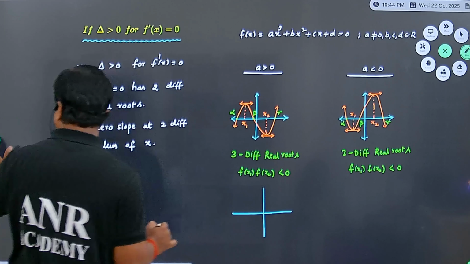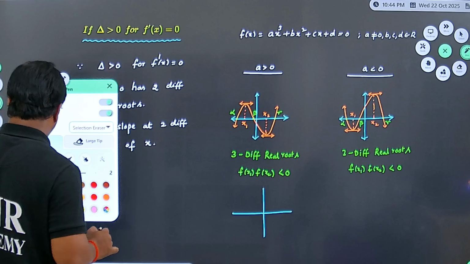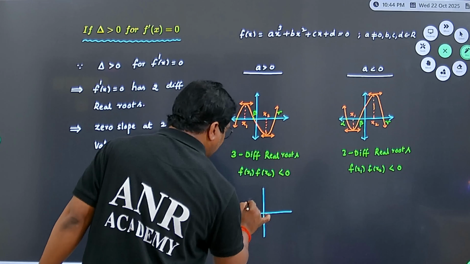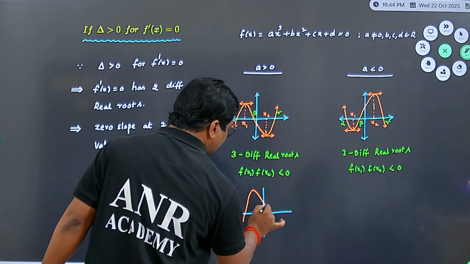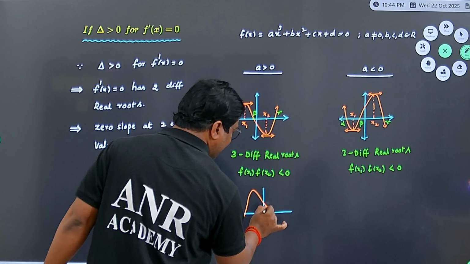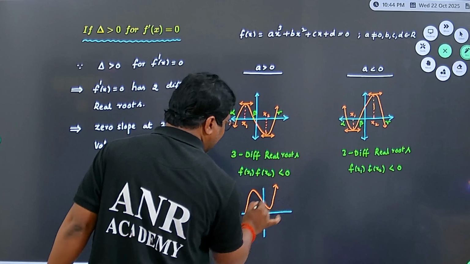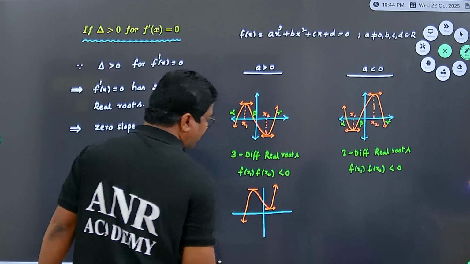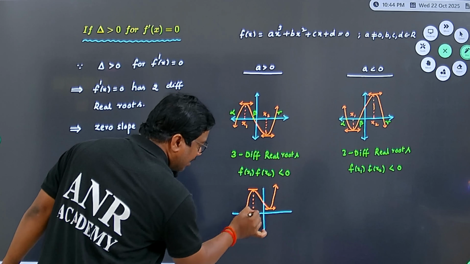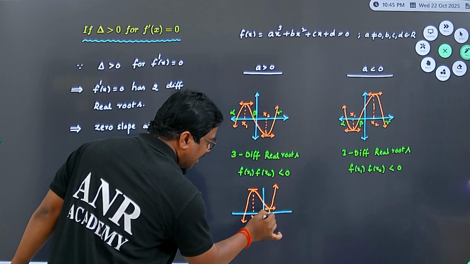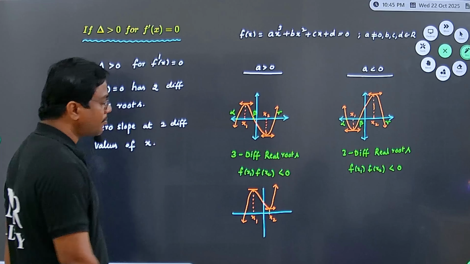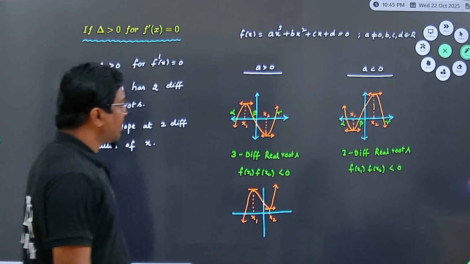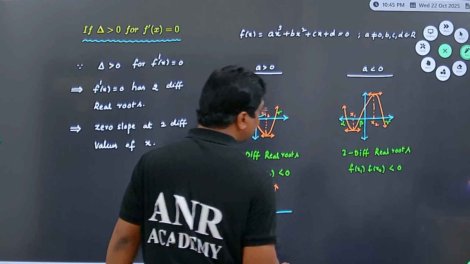Suppose the curve, if it is of this form, is increasing, somewhere slope 0, then negative slope, and again slope 0, and then it increases. Here slope 0 and here slope 0. Particularly here suppose it is x1 and here it is x2. Slope is 0 at two different values of x. The same in the second case.